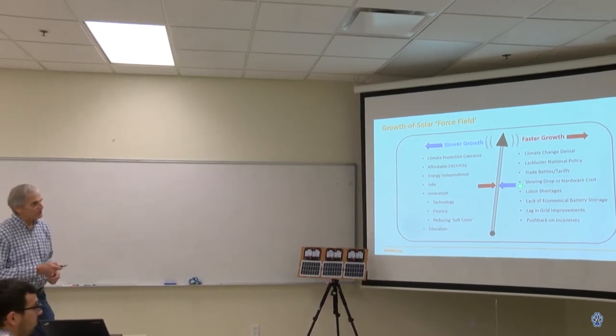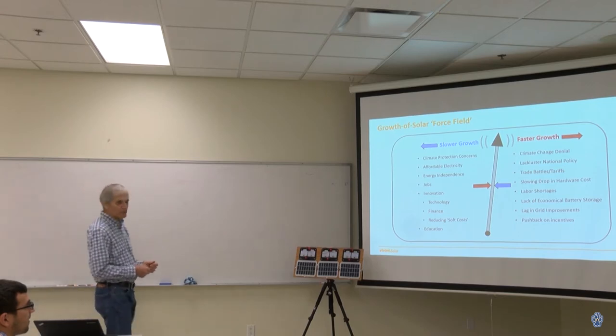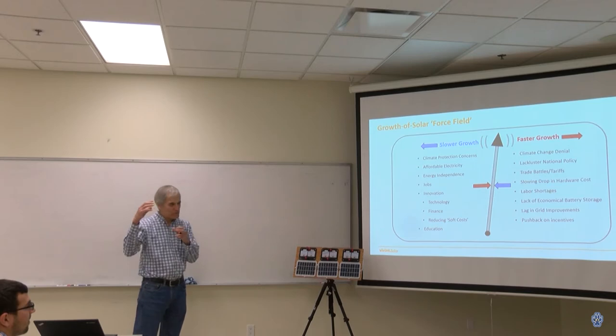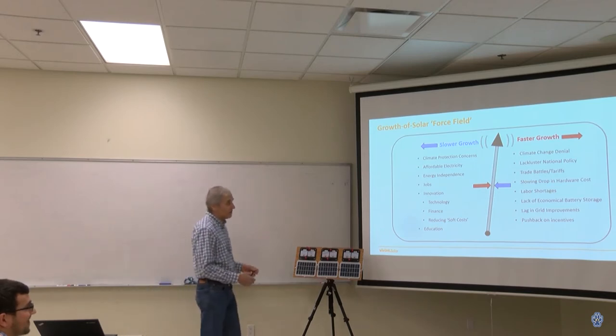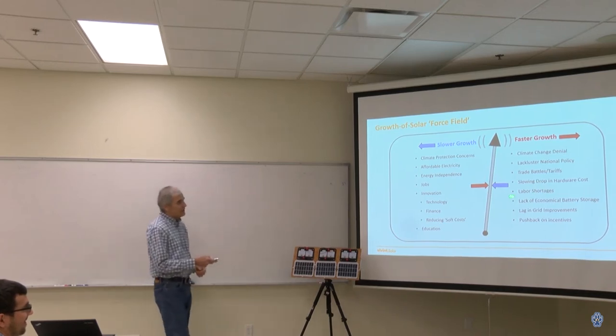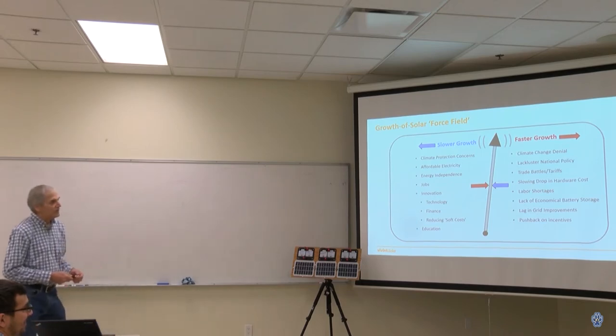We're starting to see a slowdown in the drop of hardware costs, like solar panels and inverters, because you can only push them so far. You cherry-pick the cost opportunities initially, and then eventually you run out of major opportunities to reduce cost. We're actually seeing a labor shortage in the U.S. in the solar industry and other industries as well.